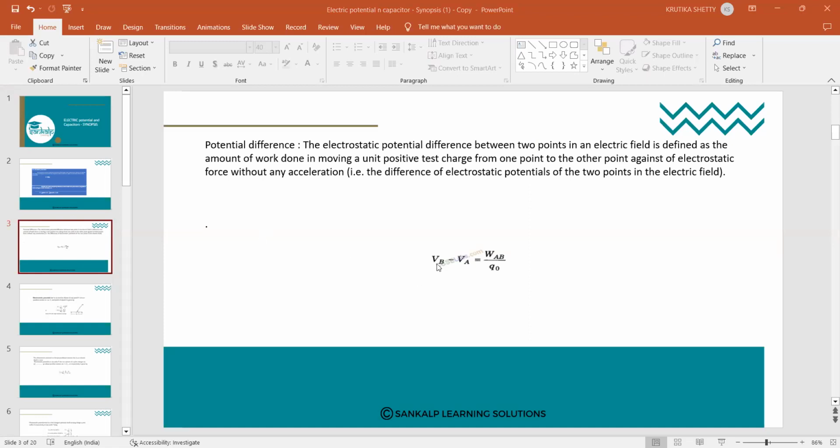So in this expression you can see that VB minus VA is equal to W upon Q naught.